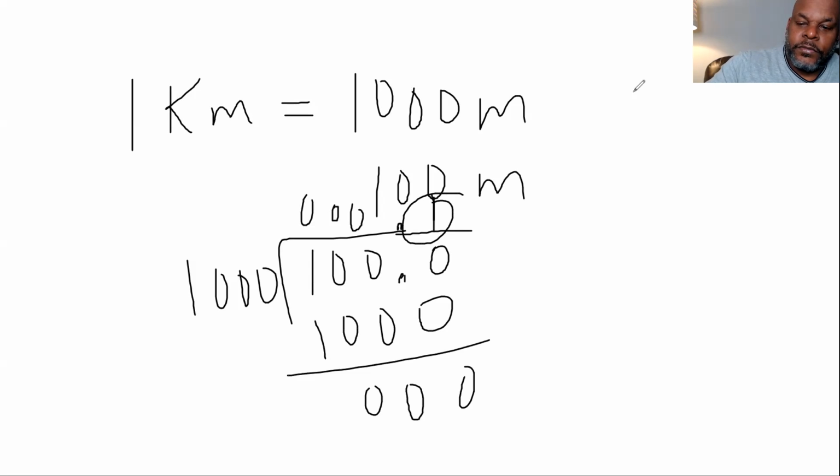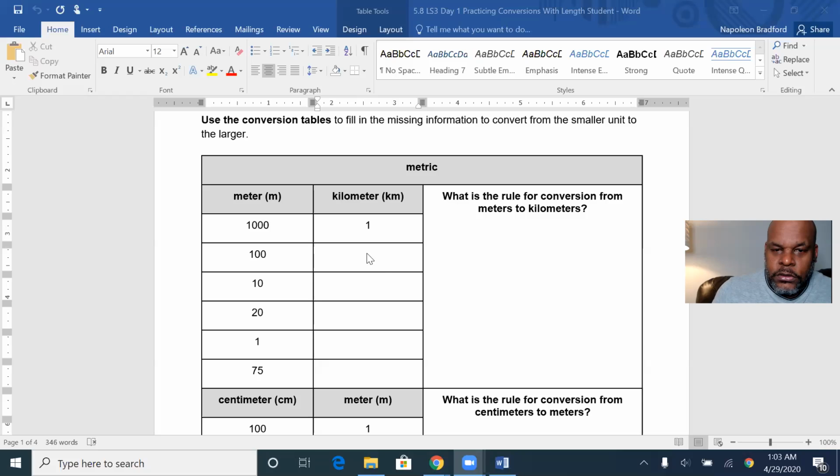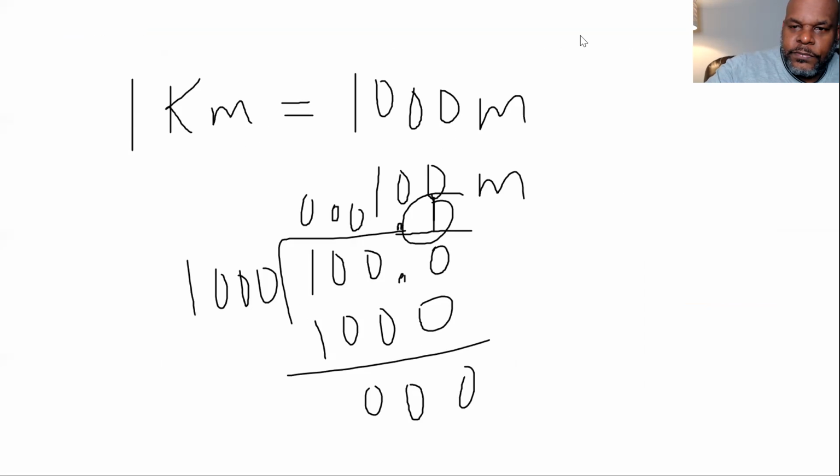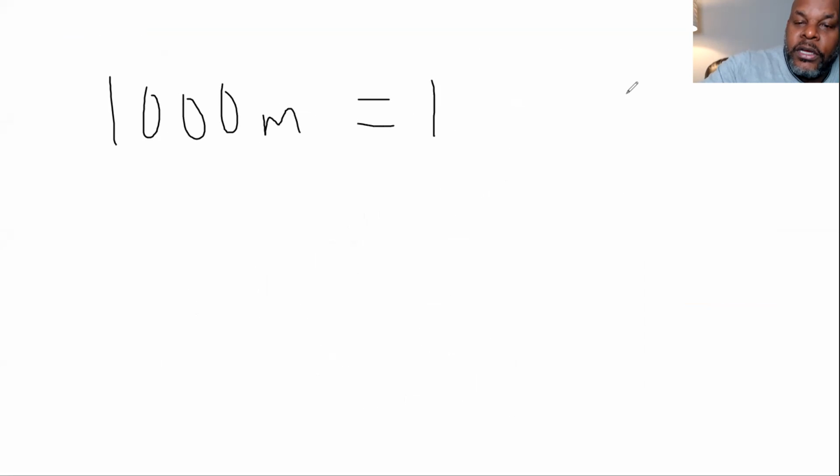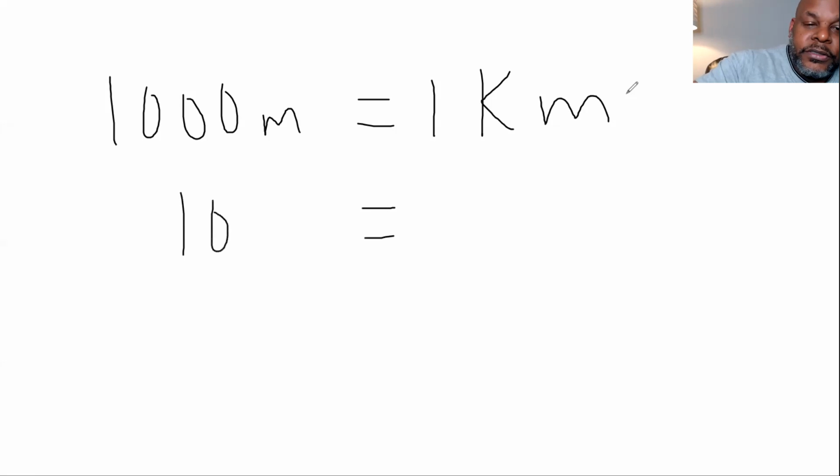Okay. So let's go back. All right. 1/10. All right. Ooh, look at the next one. How many is 10? All right. So let's go back to our whiteboard. So 1,000 meters equals 1 kilometer. How many kilometers is equal to 10 meters?